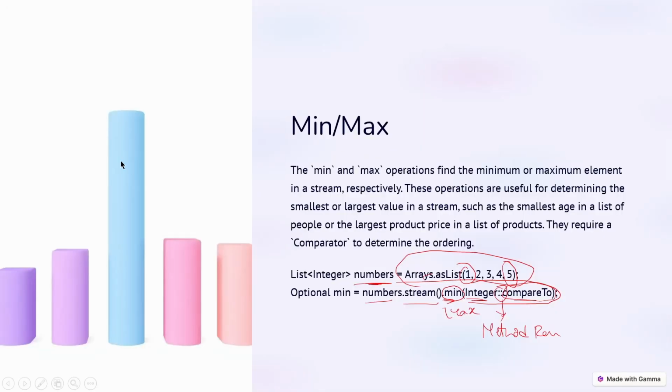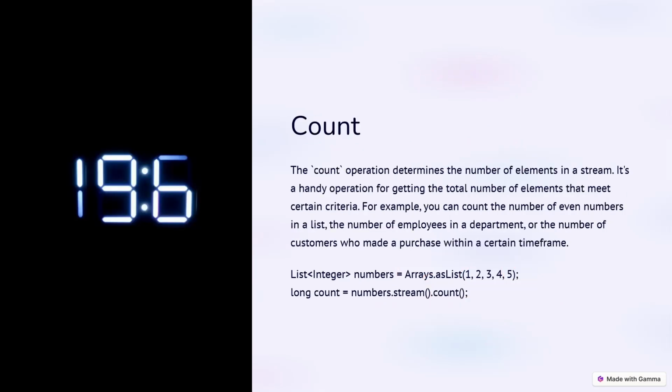In real time, we may have a list of employee records. To find who is getting the maximum salary or who is getting the minimum salary, we use this min and max. Or you have a list of users, a list of purchase users. In a month, who purchased the maximum amount and who purchased the minimum, we can find that kind of thing using min and max. Okay, so the next one is count. What will count do?